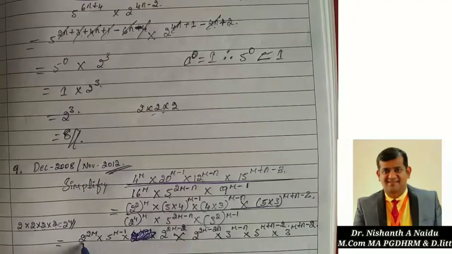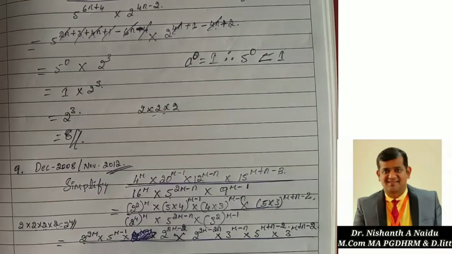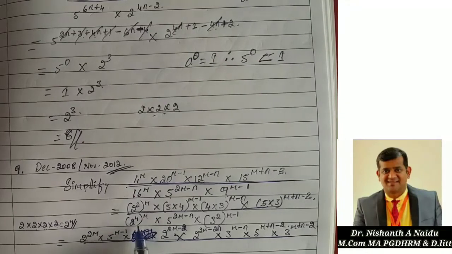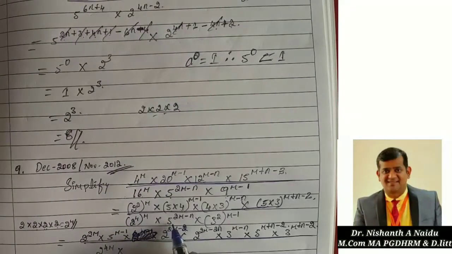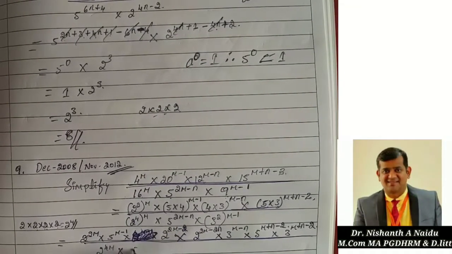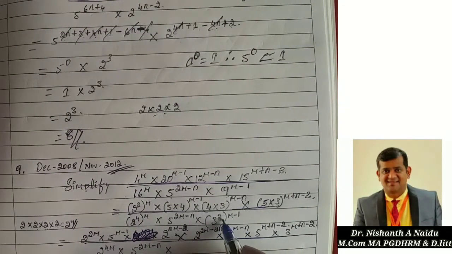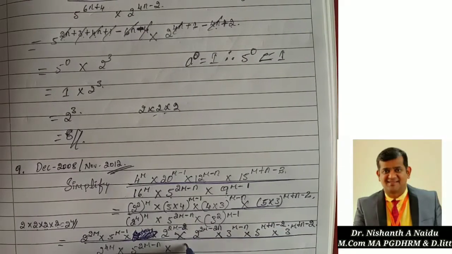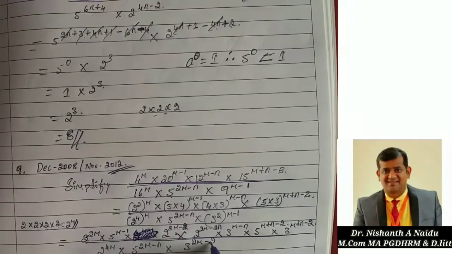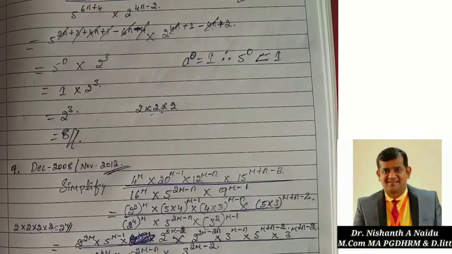Okay, so divided by 2 to the power 4m is there. So 4 into m, 4m. So 2 to the power 4m into 5 to the power 2m minus n is there. So directly take 5 to the power 2m minus n into 3 to the power 2m minus 2. Because 2m's are 2m, 2 minus 1's are 2. So that is 3 to the power 2m minus 2.